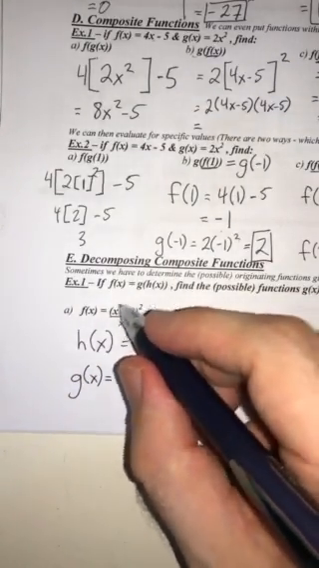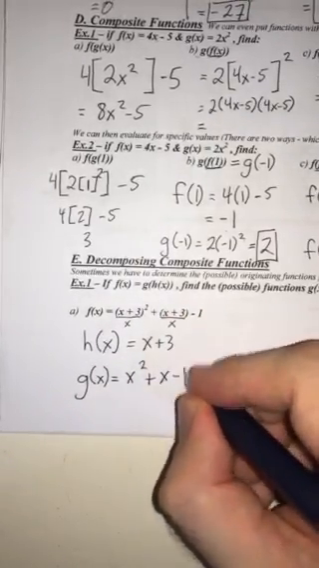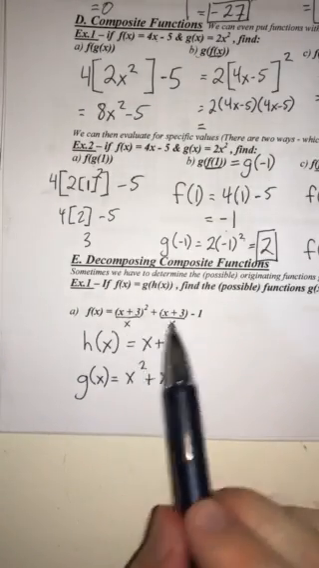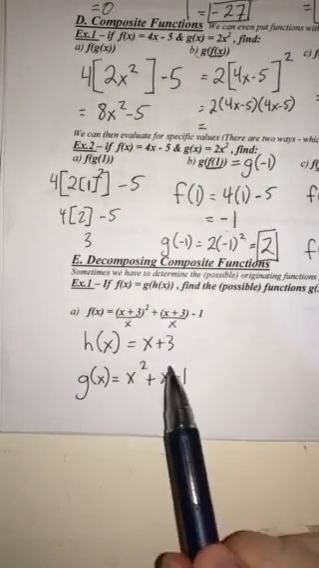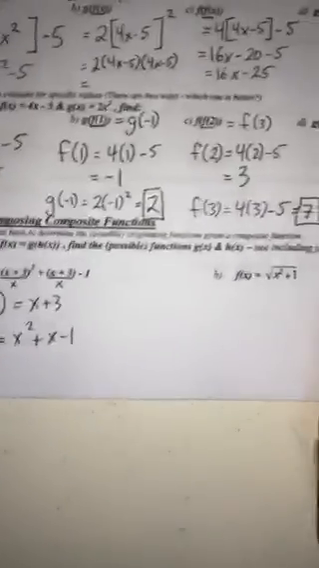So I replaced x plus 3. I've got x squared plus x minus 1. So those are my two functions. Pick the inner ones, replace that with x, and that gives me the outer one. So we can try that again here.